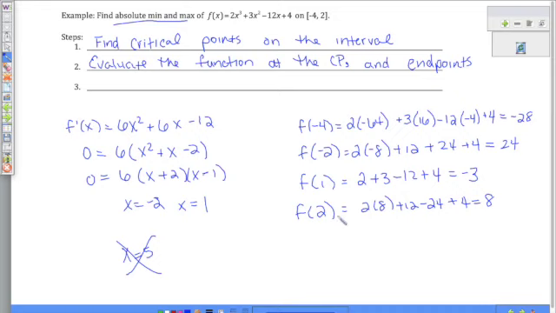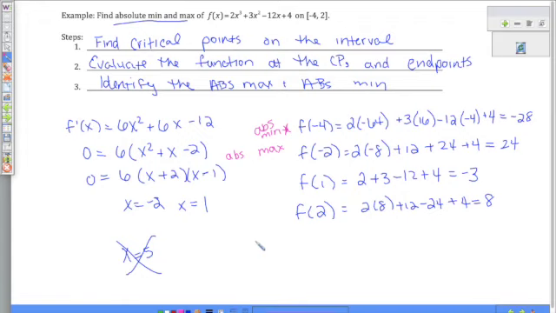All right. So once we've done that, we now need to identify the absolute max and absolute min. All right, so let's see. Negative 28 looks like it's my lowest. So this one looks like it's my absolute min. And 24 is my highest. So that's my absolute max.